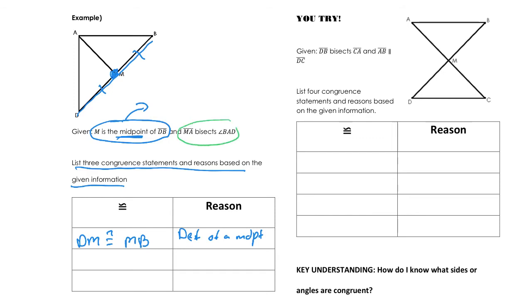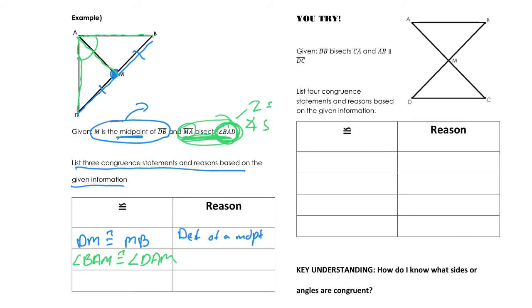So looking at the next one, my next congruent statement comes from the next given. And MA bisects angle BAD. BAD is this angle. I drew it terribly. And this angle is cut in half by MA. So MA comes here and cuts the angle in half. If I'm cutting an angle in half, I need two equal angles. So that means BAM is equal to DAM. BAM is equal to DAM.